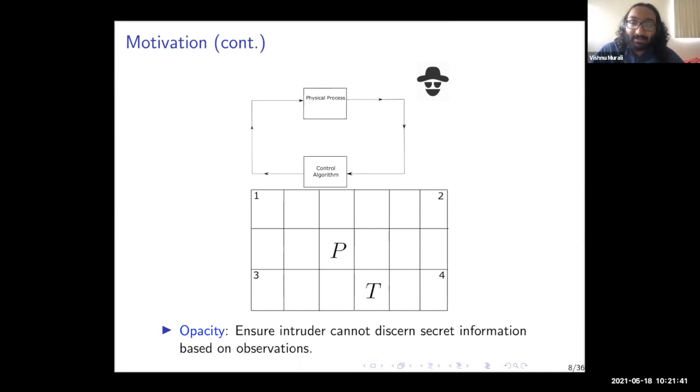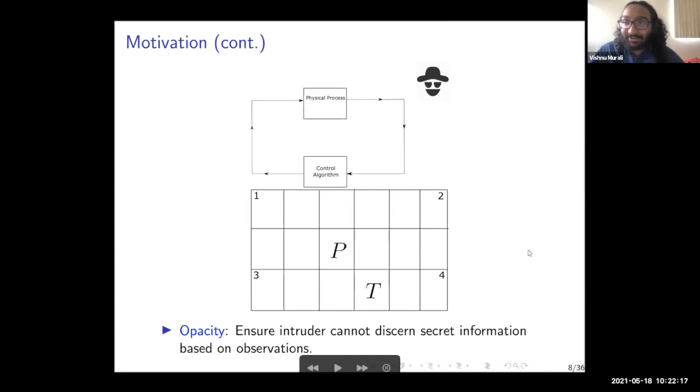On the other hand, let us suppose instead that the bank locations were 3 and 4. Then if the intruder is able to observe the vehicle at location P in 3 time steps, he is unable to determine whether the vehicle initially started from location 3 or location 1. Similarly, if the intruder observes the vehicle at location P in 4 steps, he is unable to determine whether the vehicle started from location 2 or location 4. And thus, in this new condition, we say that the system is in fact initial state opaque.